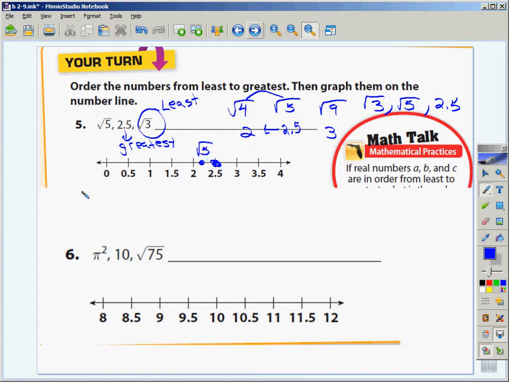Now, the square root of 3. What is it between? It's between 1 and 4, right? Which is it closer to? 4. So it's between 1 and 2, but definitely above 1.5. So the square root of 3 would be in here.